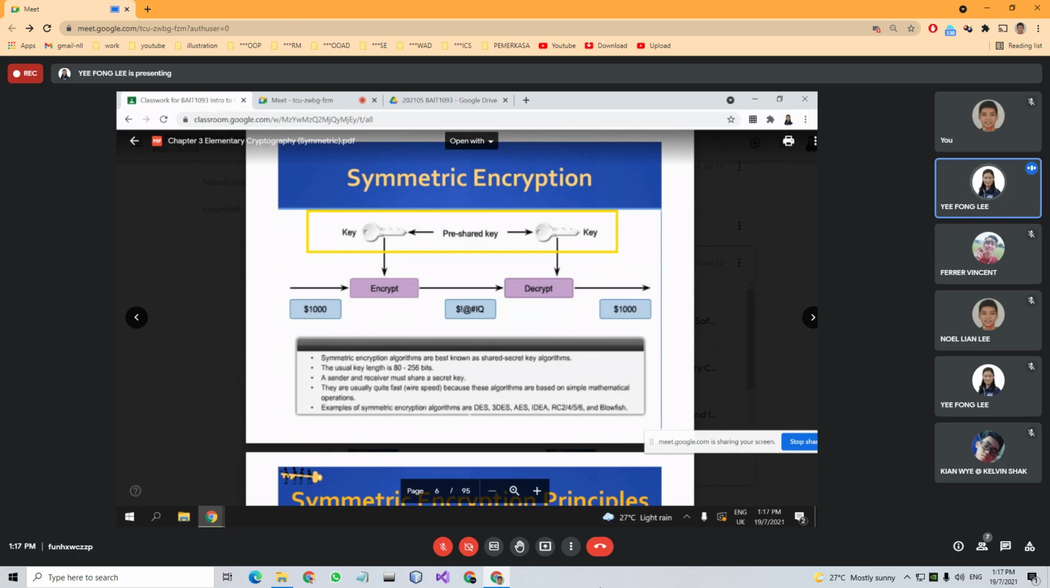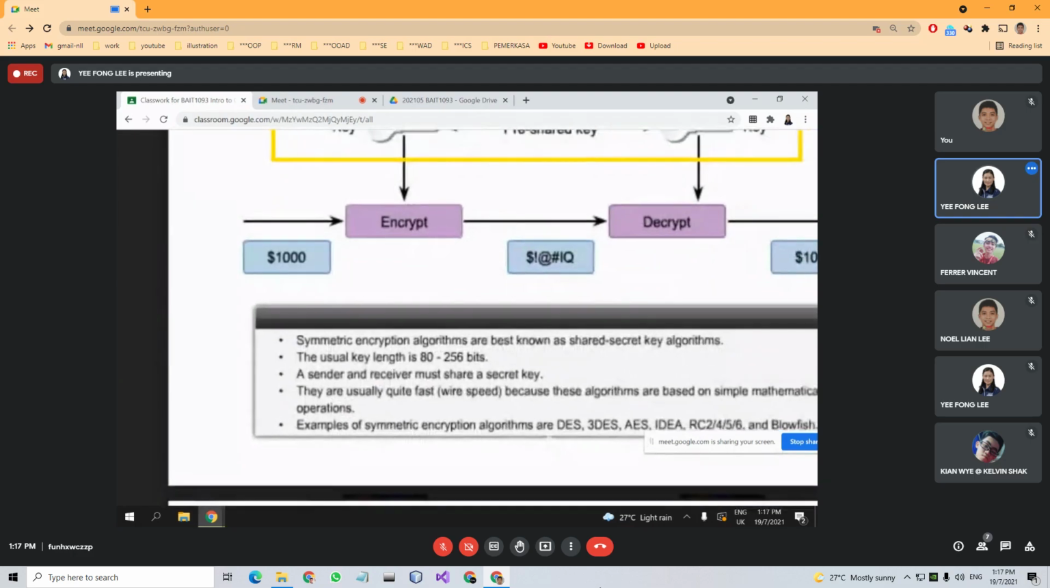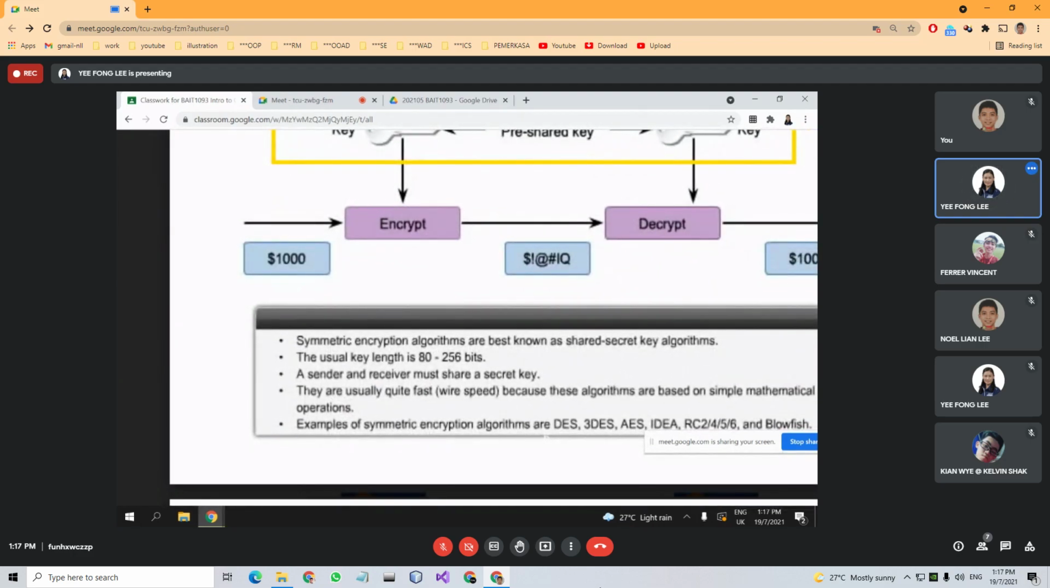Symmetric encryption algorithms are best known as shared secret key algorithms because they use the same key. That's why they call it pre-shared key encryption. So the usual key length is, let me enlarge, at most 256.